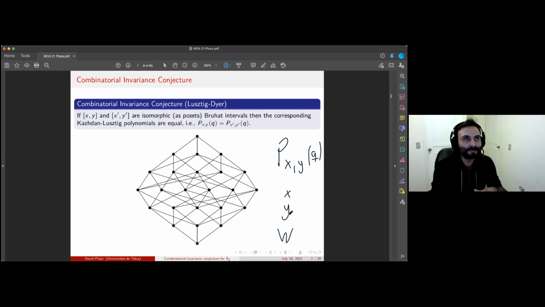And this sounds, I mean, Kazhdan-Lusztig polynomials are an interesting object of study because they encode some geometric and representation theoretic information. And I think it seems unlikely that this information doesn't depend on x and y, but only on the isomorphism type of this poset. And this is the reason why some people think that the conjecture is not true.